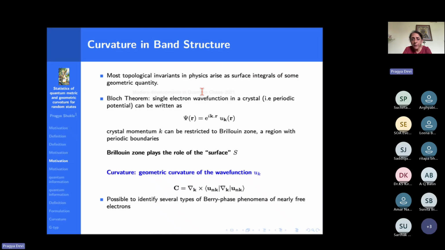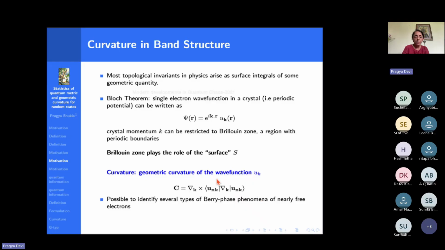Most of the topological invariants in physics arise as surface integrals of some geometric quantity. For example, Bloch's theorem tells us that the single electron wave function in a crystal can be written as a phase term times an amplitude term, and crystal momentum K is restricted to the Brillouin zone. Then the Brillouin zone plays the role of the surface S, and you ask how much the state changes if you go around a circuit enclosing the surface S, and how much the wave function has changed. That is what these tools are, which is called the Zak phase, and it can also lead to curvature.